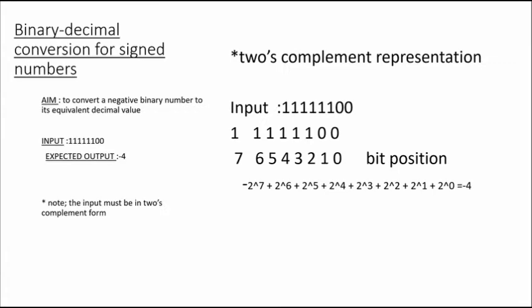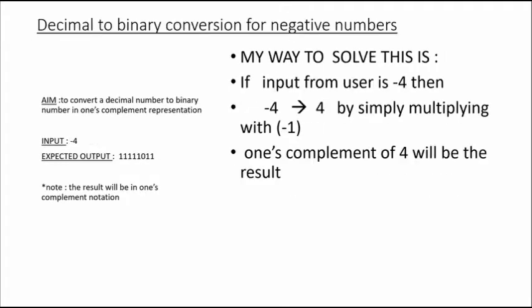As you can see on the third slide, it's about the binary to decimal conversion for signed numbers. Here my aim is to ask the user to enter a binary number which is in 2's complement form and I will provide the output in decimal. The user should enter the input in the 2's complement form. In the fourth slide, you can see decimal to binary conversion for negative numbers.